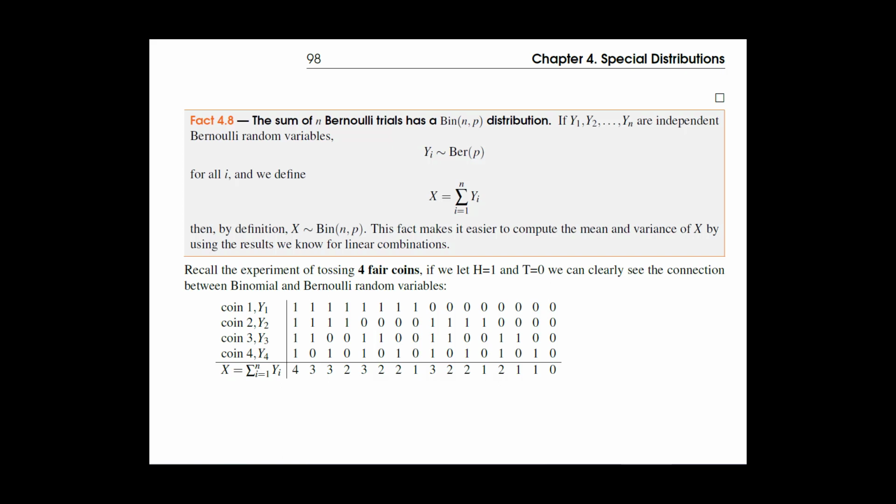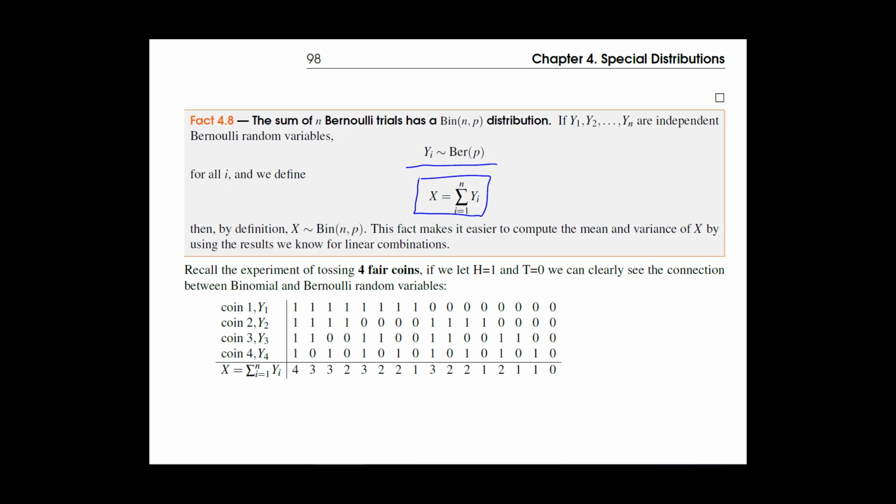Okay, so in the last video we were talking about the binomial distribution, and here we are making the connection with the Bernoulli random variable. If the yi's are Bernoulli, so either 0 or 1, then the binomial, which is the number of successes in Bernoulli trials, is simply the sum of these n Bernoulli random variables.